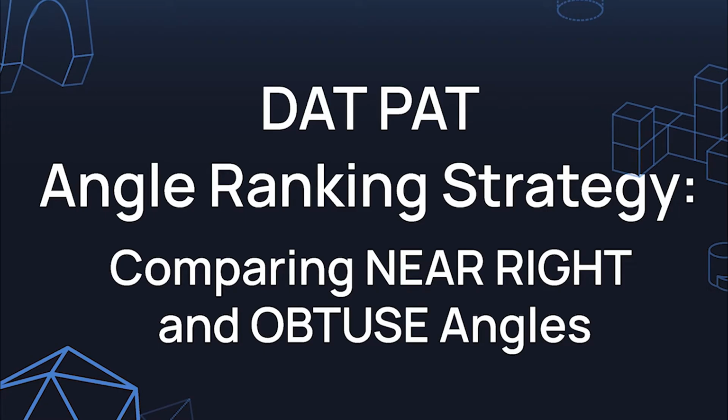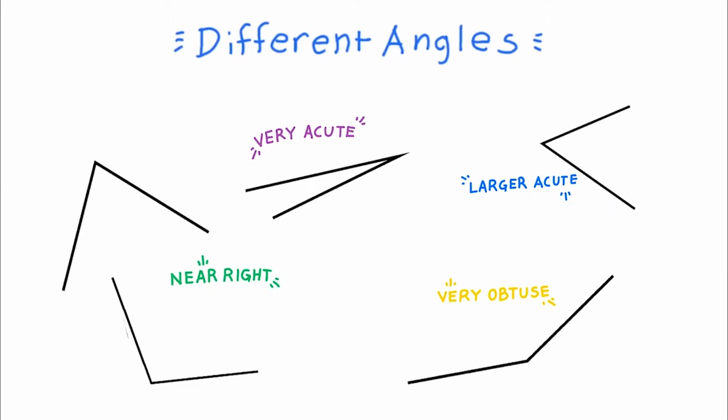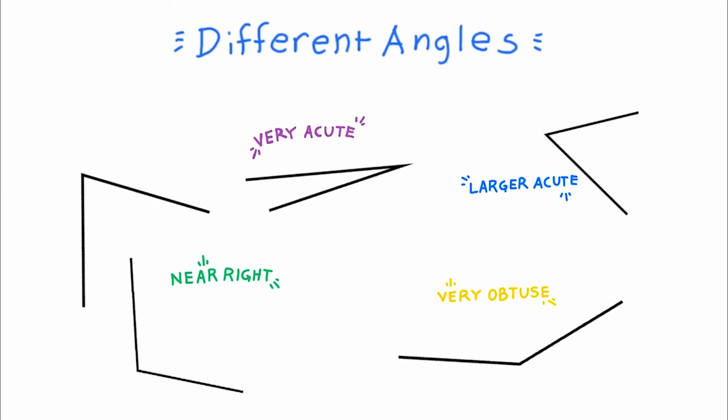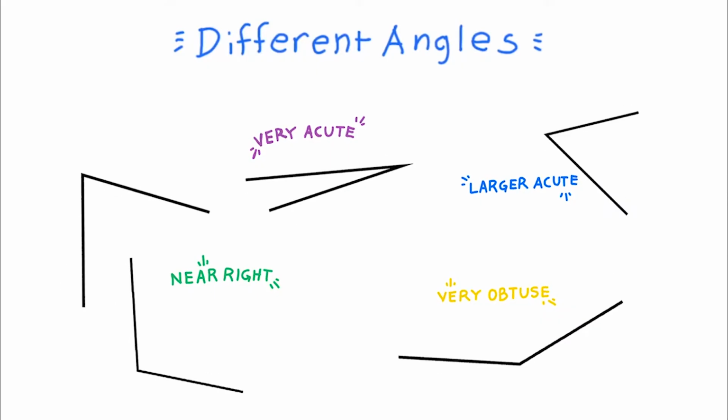This is our third video on angle ranking strategy. We are discussing all of the different angles you'll find on your PAT. You can separate the types of angles into 4 different categories: very acute, sharp angles, large acute angles, near right angles, and very obtuse angles.